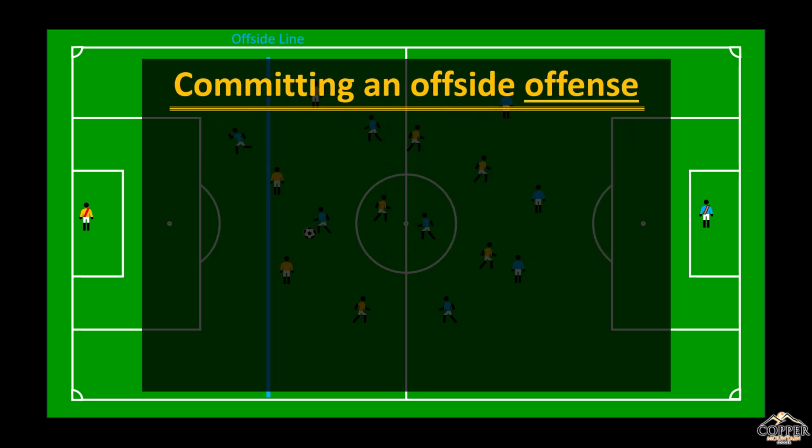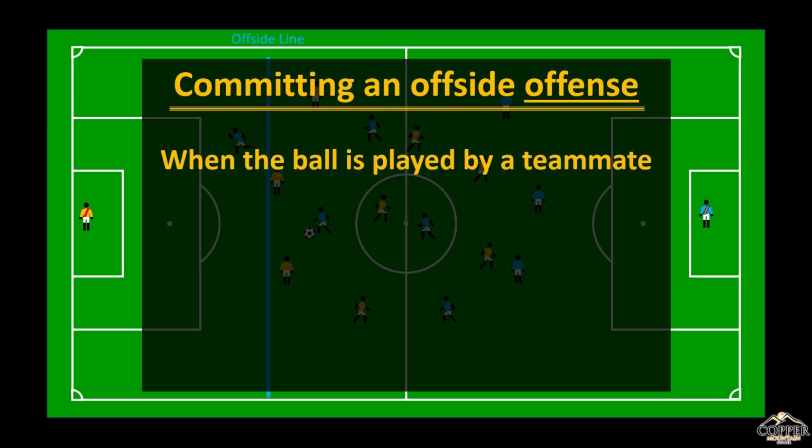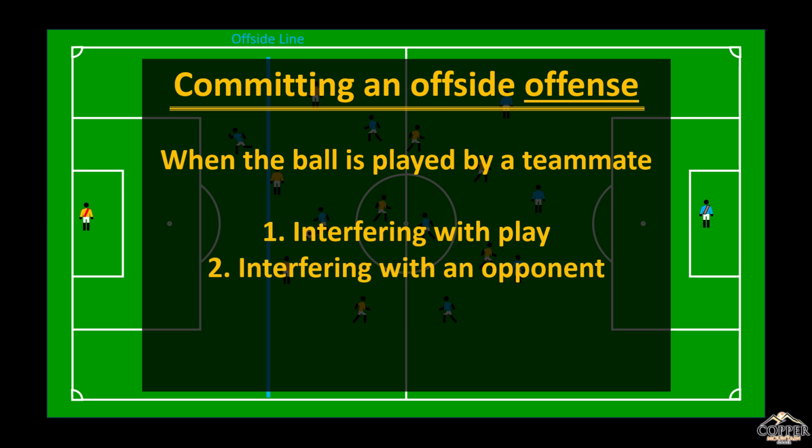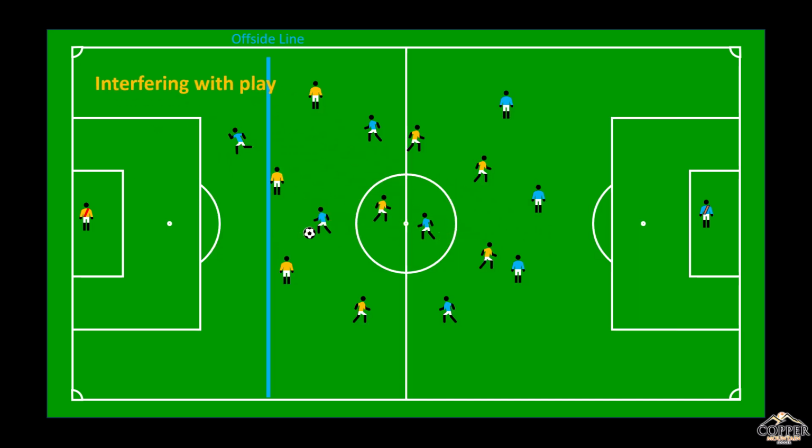Offside can be called if a player is in an offside position when the ball is played by a teammate and later does one of these three things: interferes with play, interferes with an opponent, or gains an advantage. We'll show examples of all three of these situations. Remember, the key is being in an offside position when the ball is played by a teammate, then doing one of these things. First, interfering with play.